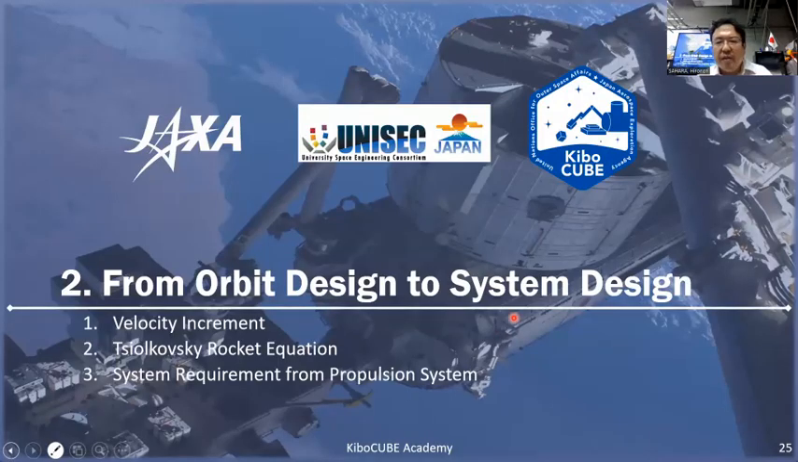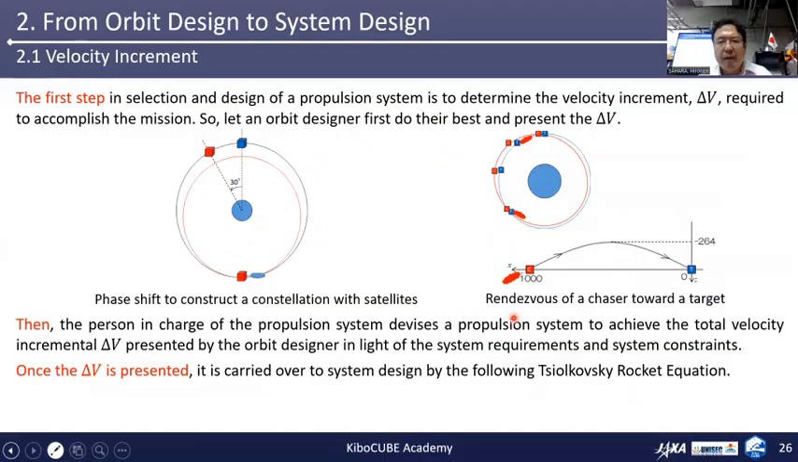The following is a brief description of the general way from orbit design to system design. To select a propulsion system, you must first determine the velocity increment required to accomplish your mission. Once the velocity increment has been calculated by the orbit designer, the propulsion system engineer selects a propulsion system, taking into account system requirements and system constraints.